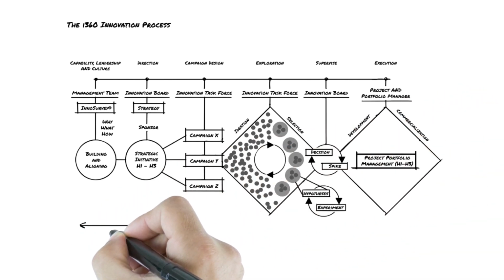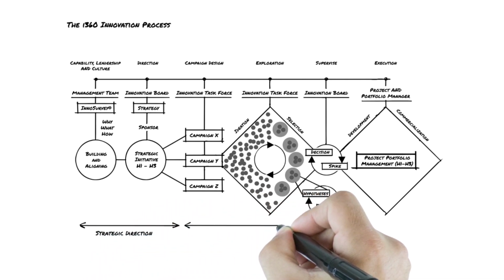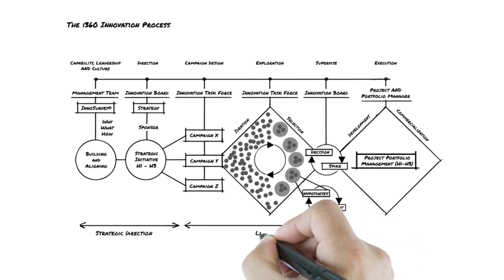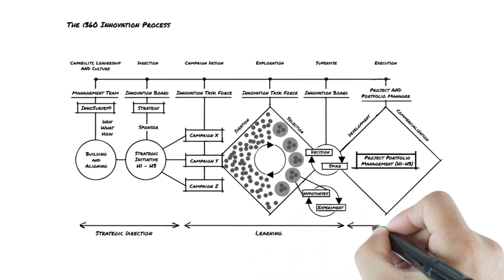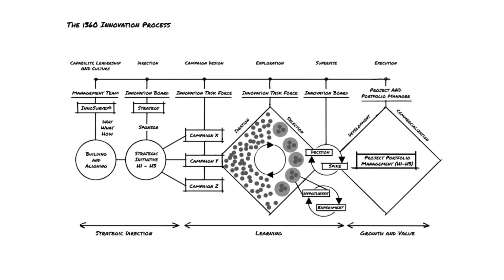This first part we call exploration. The second part is execution. When you have decided to go into a project, then you have to appoint someone responsible for that. And there are two things that should be done. It's development and it is commercialization.